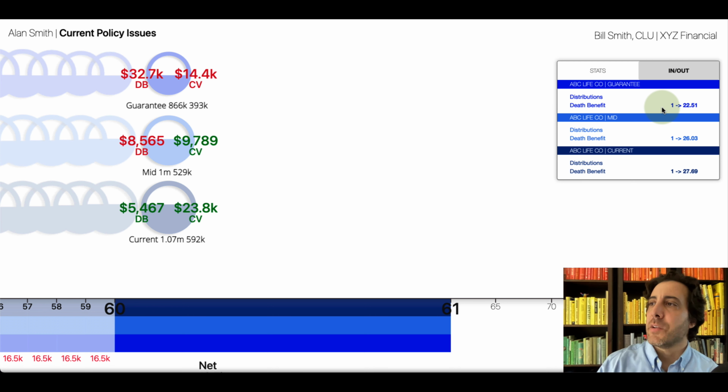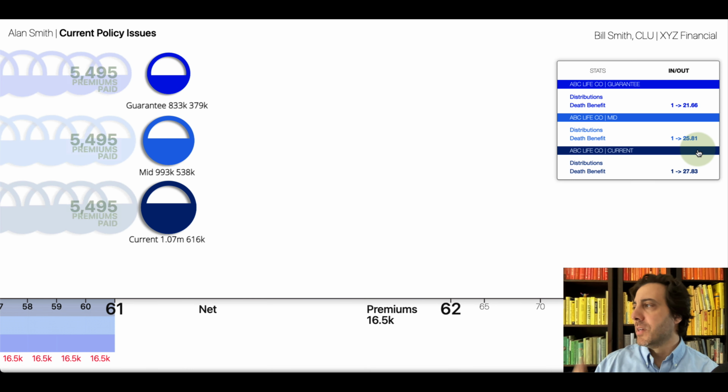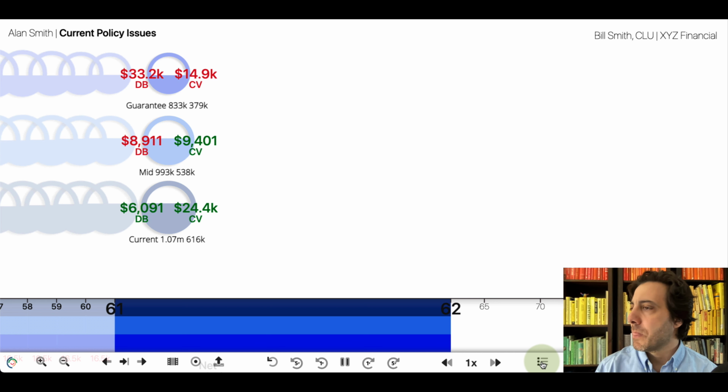If you died and we were performing the guarantee and you died at age 60, for every dollar that you put in, your heirs would receive $22 and change back in a death benefit. And obviously the current is doing the best. So we could press play on this and those stats would change in real time. You can see them ticking up and down. But I'm going to get rid of the stats card for the time being.